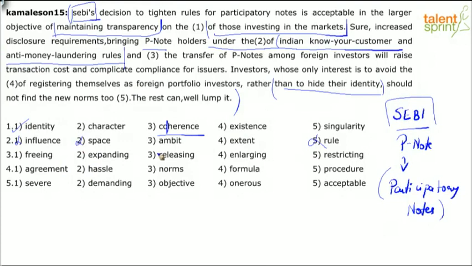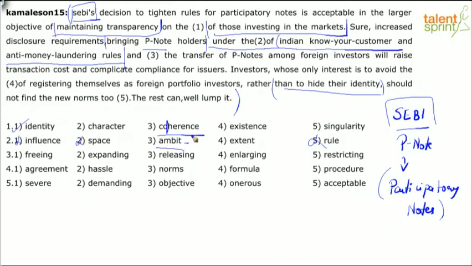What is the meaning of ambit? Anybody? When I say ambit, I'm talking about a limit or a boundary or a scope. And here, it is referring to a sphere of operation or influence, right? So, they're saying increased disclosure requirements, bringing P note holders under the ambit of, this is the scope, this is the extent. They've mentioned it, Indian know your customer and anti-money laundering rules. This is the extent or boundary within which they want to operate. They want to bring the P note holders under the operation of Indian know your customer and anti-money laundering rules.